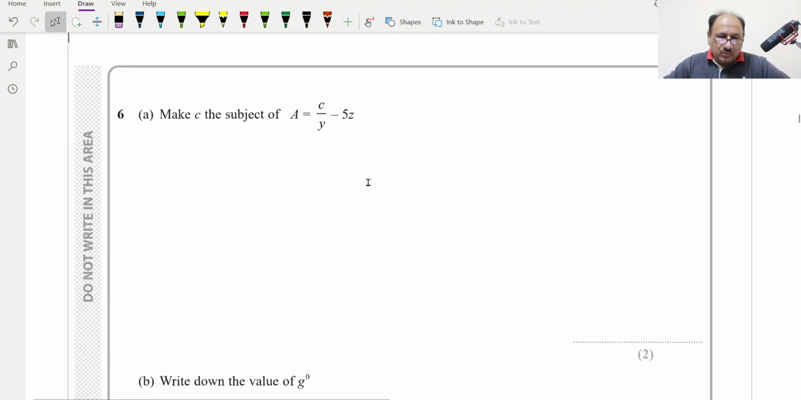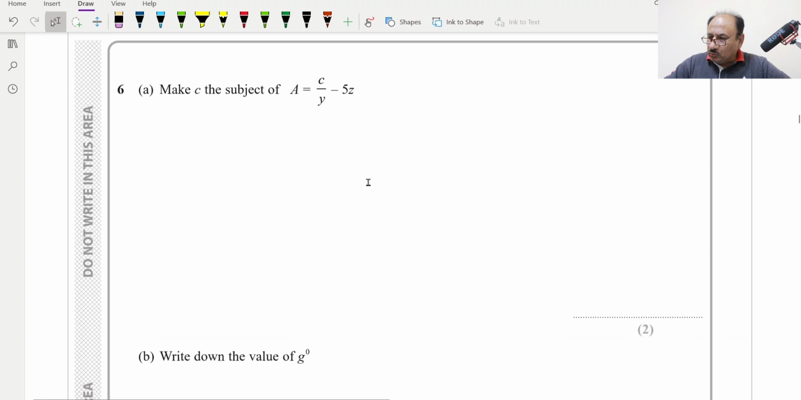This is done. Now question number 6. Question number 6 is saying make C the subject, and this equation is provided. We have to make C the subject. So we will switch Y first.